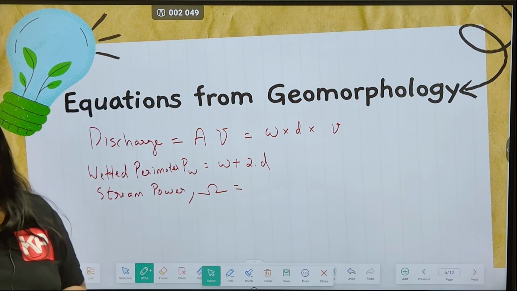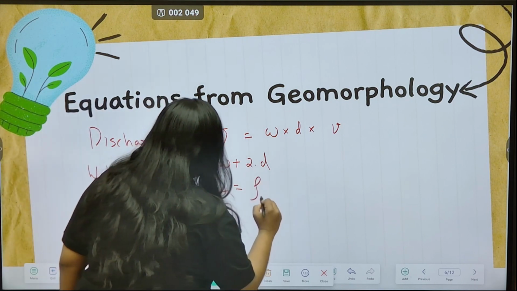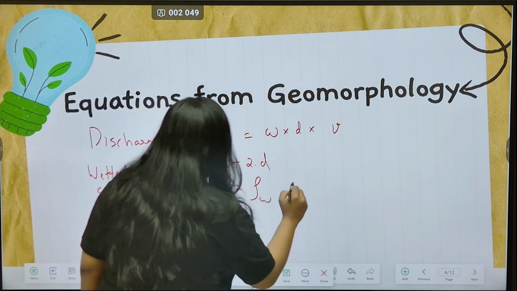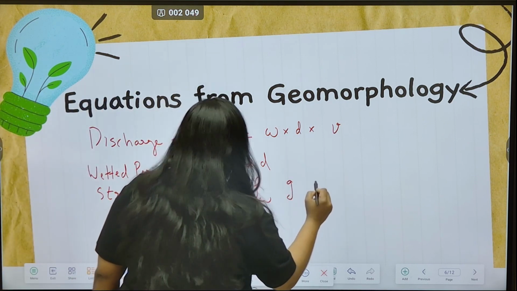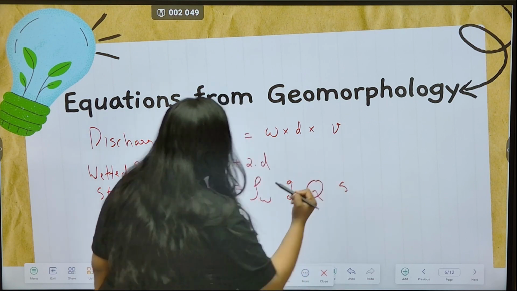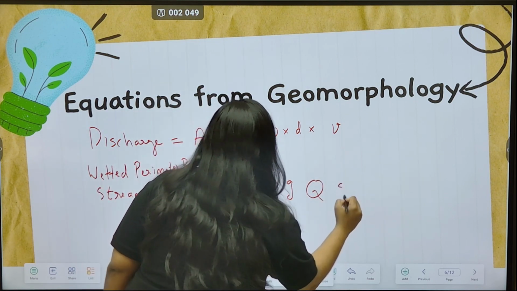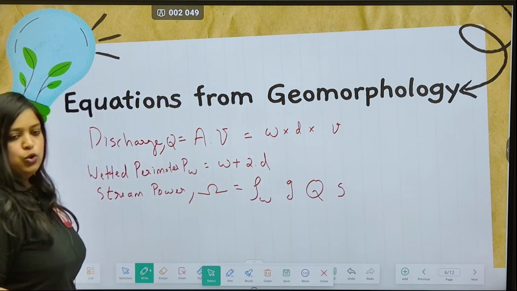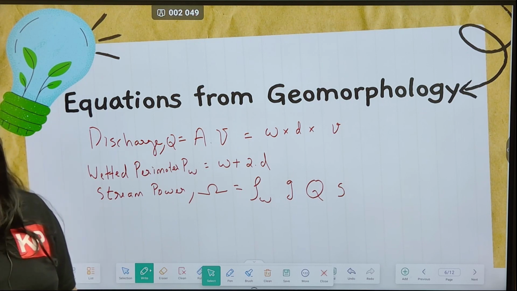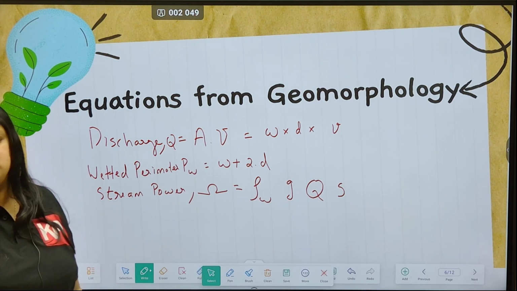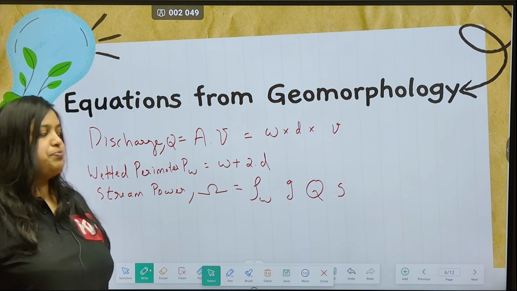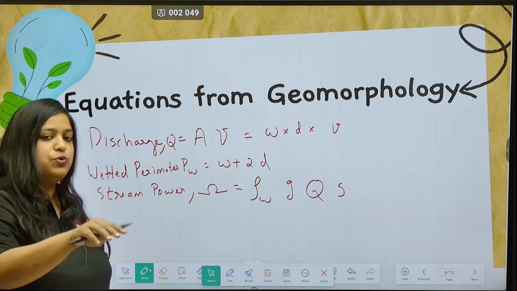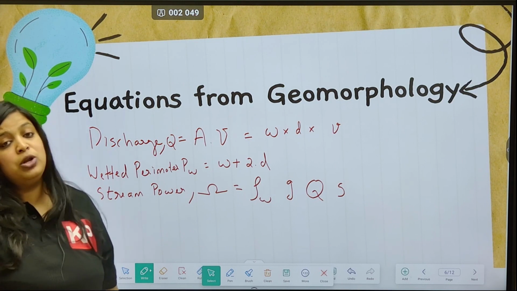Now when it comes to the equation, it is the density of water flowing through the river system, multiplied by acceleration due to gravity, multiplied by the discharge, and at last the channel gradient S. I forgot to mention, discharge is notated by the letter Q. So discharge times density of water times acceleration due to gravity times channel gradient gives the stream power, and stream power defines the amount of energy required for the transportation of bed load sediment.